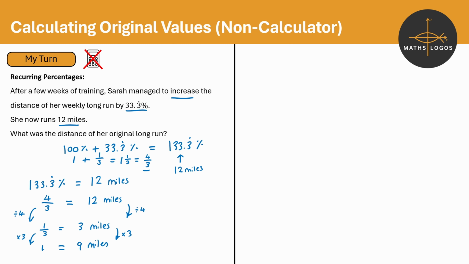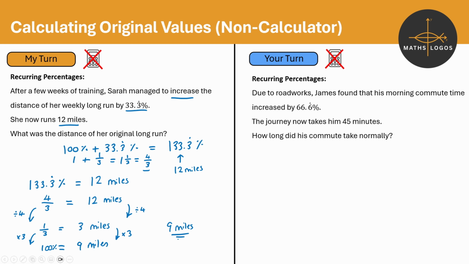So let's turn that back into a percentage. So instead of 1, we'll think of it as 100% is equal to 9 miles. What was the distance of her original long run? My answer is 9 miles. Pause the video and give this question a go.